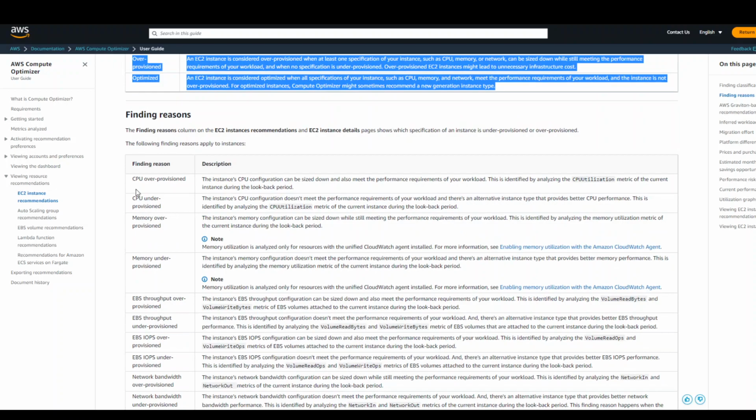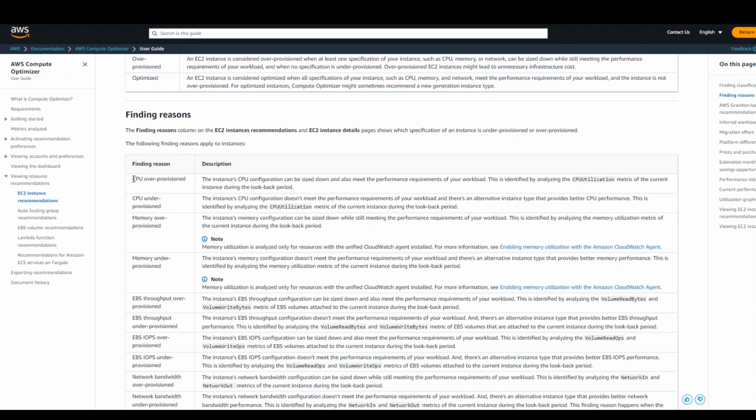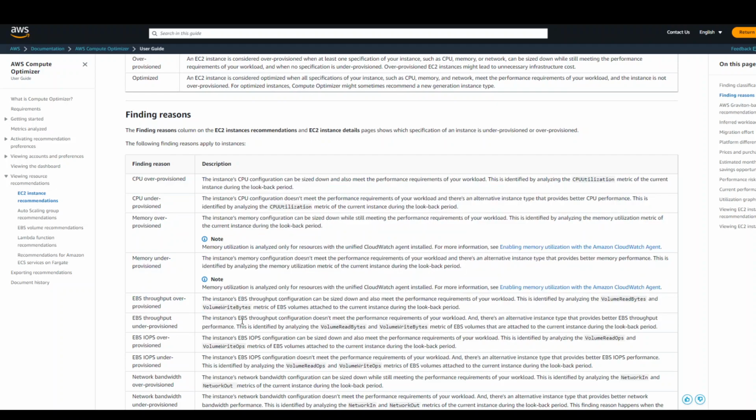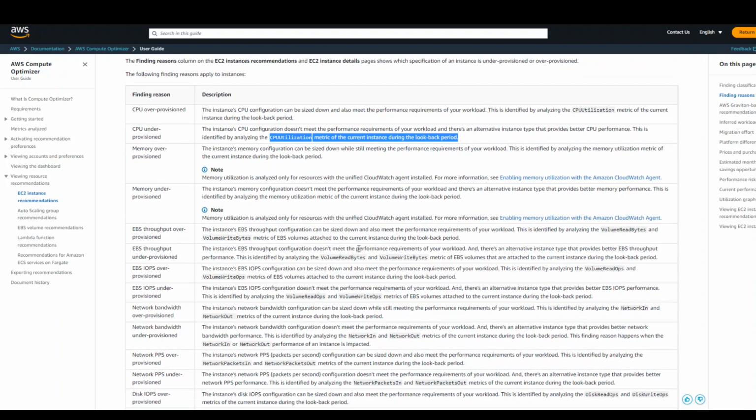If you see any of these reasons within Compute Optimizer, then you can go into this resource and check out the exact reason. For example, for CPU under provision, this reason comes from this CloudWatch metric, the CPU utilization metric of the current instance during the look back period, whatever period Compute Optimizer has looked into.